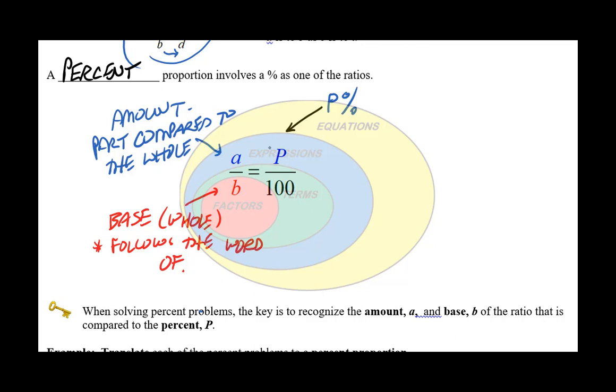So when we look across, one of the key things is that A and P actually represent the same quantity. A is the actual value of the quantity and P represents the percent value of that quantity. But they basically represent the same quantity.